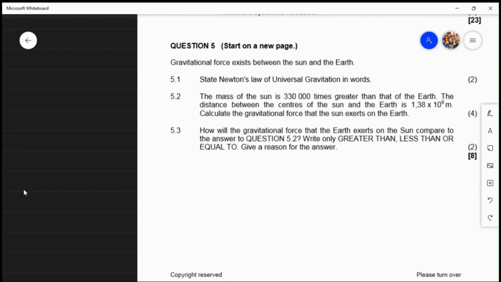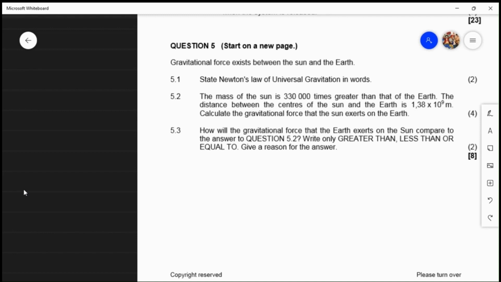The mass of the Sun is 330,000 times greater than that of the Earth. We've already discussed that and we've already found the mass of the Sun. The distance between the centers of the Sun and the Earth is 1.38 times 10 to the power 9 meters. Now keep in mind, whenever we are finding r, which represents the distance between the centers of the objects, we need to take from the center of object 1 to the center of object 2. Usually that means we need to include the radii of those specific objects.